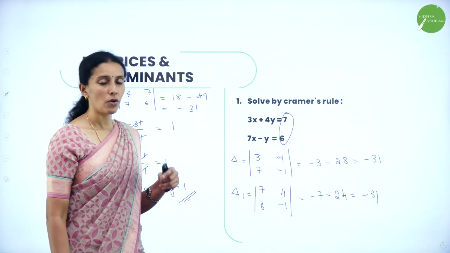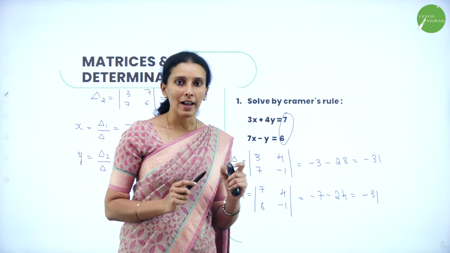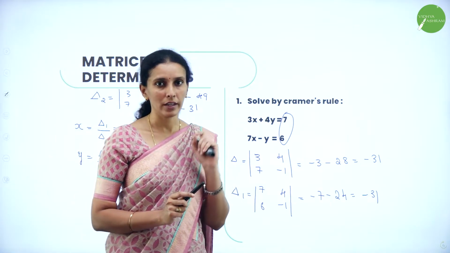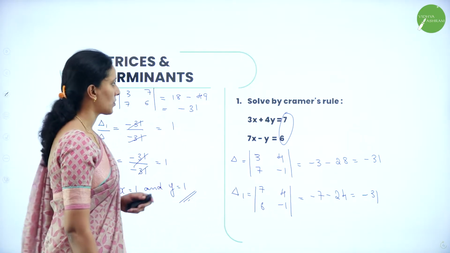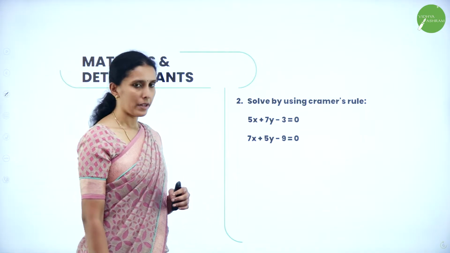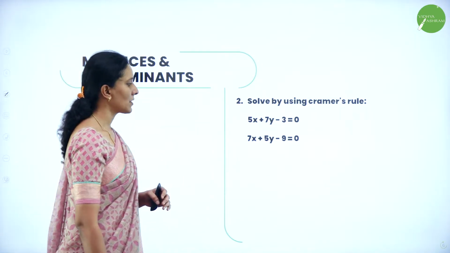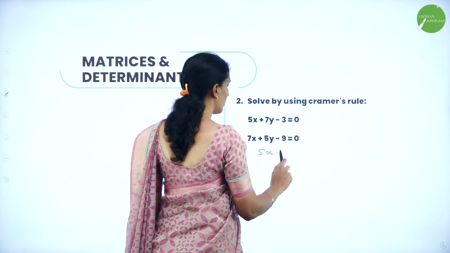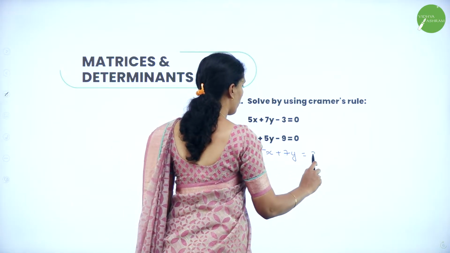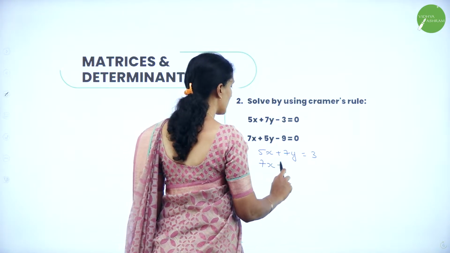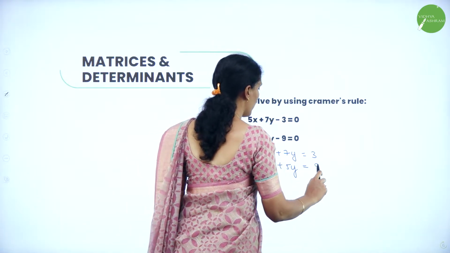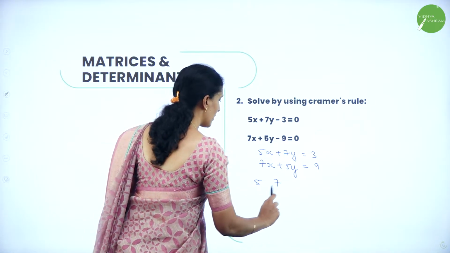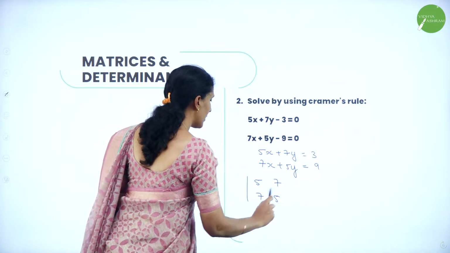So this is how you are going to solve the value of x and y or any simultaneous linear equation using Cramer's rule. Next question. 5x plus 7y minus 3 is equal to 0. 7x plus 5y minus 9 is equal to 0. First, let us write the equation in the form 7x plus 5y is equal to 9. Now write the coefficients of x and y in the form of a matrix and find its determinant.